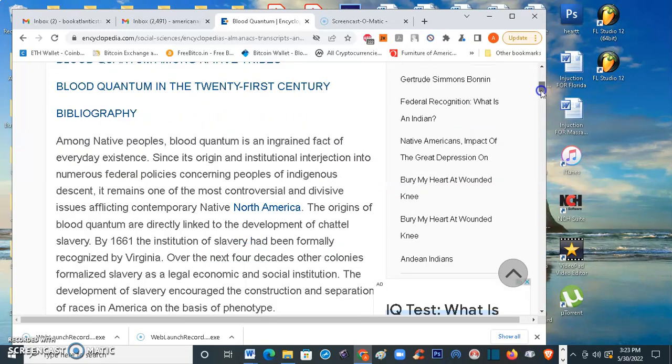Among native peoples, blood quantum is an ingrained fact of everyday existence. Since its origin and the institutional interjection into numerous federal policies concerning people of indigenous descent, it remains one of the most controversial and divisive issues. Keyword, divisive. This is how they divide and conquer people.